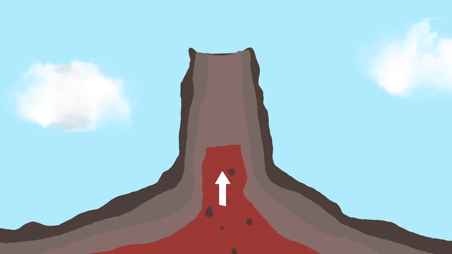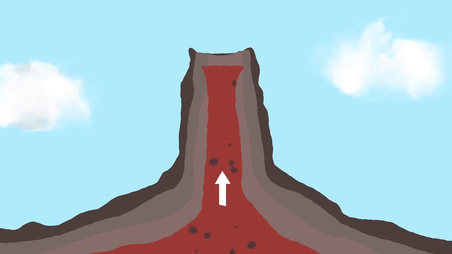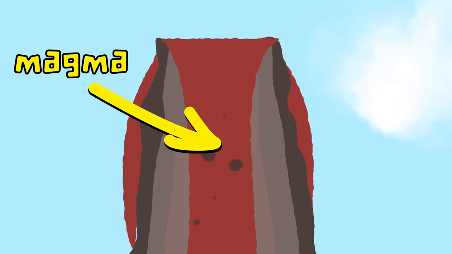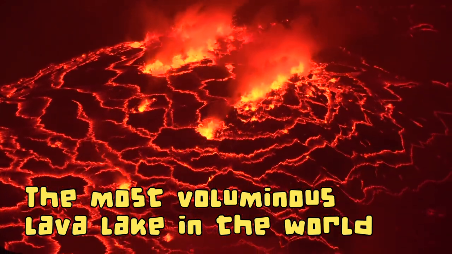That's coming from deep inside the earth, from the mantle, the earth's middle layer. It's actually rock that is so hot, it has become a liquid called magma. Nyiragongo is actually the most voluminous lava lake in the world. From inside the earth? Wow, why is that happening?